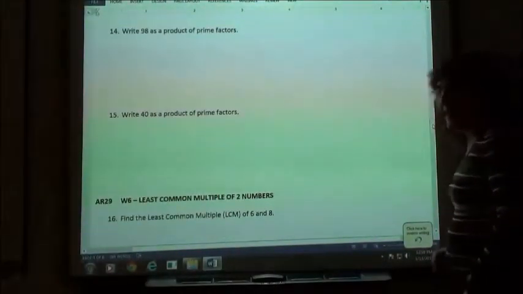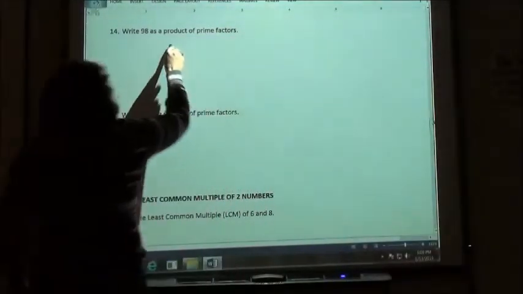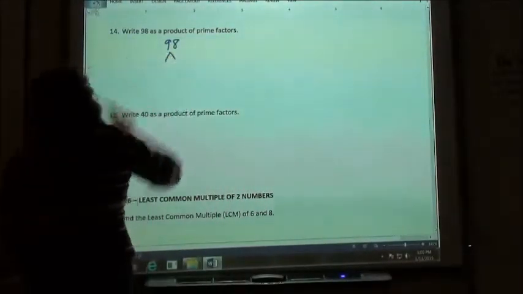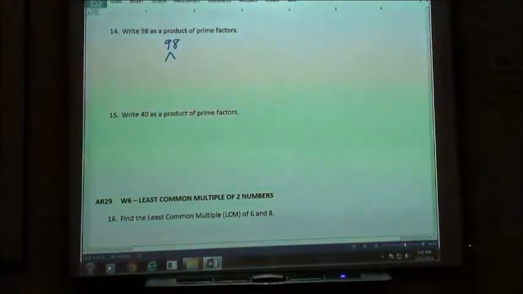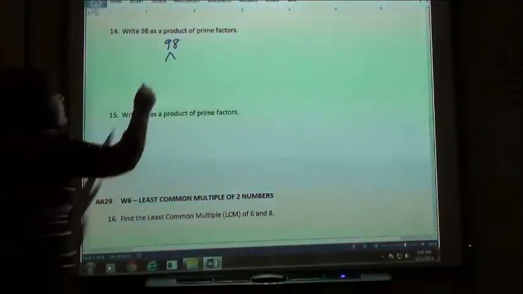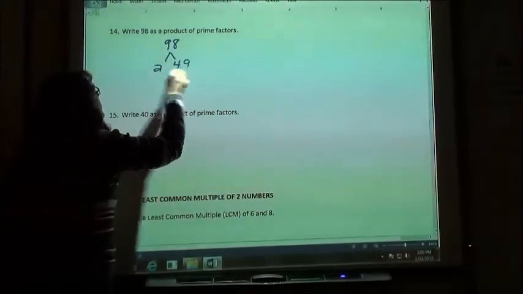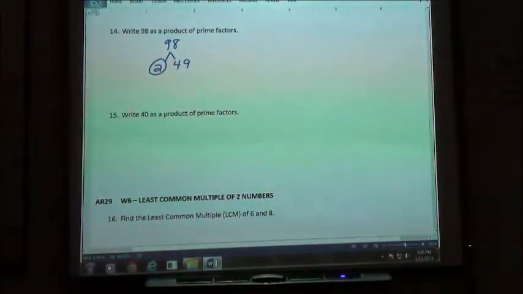So now we're going to do 98 then. I want to write it as the product of prime factors. What times what gives me 98? 2 times 49. We know it's an even number, so for sure 2 is going to work, right? 2 is a prime number. 49. Can we factor 49? Yeah. 7 times 7, right?